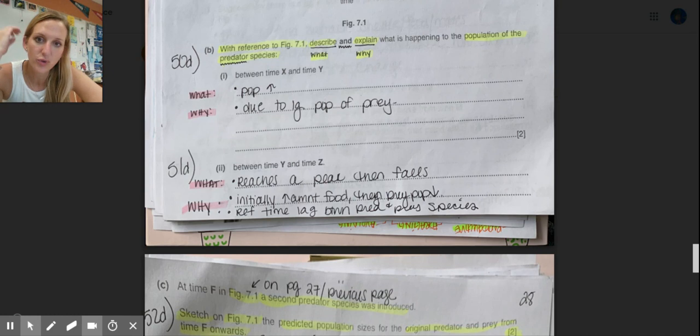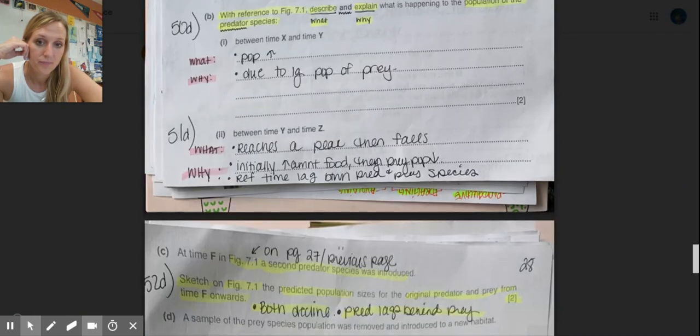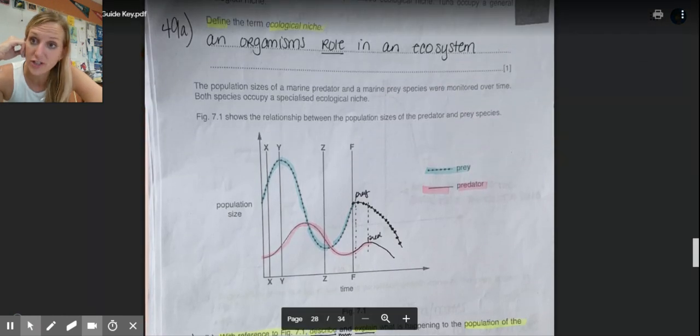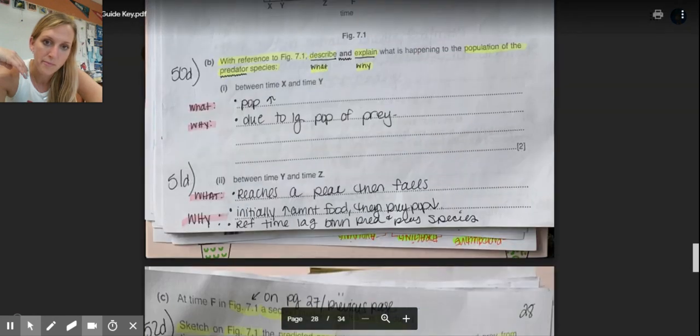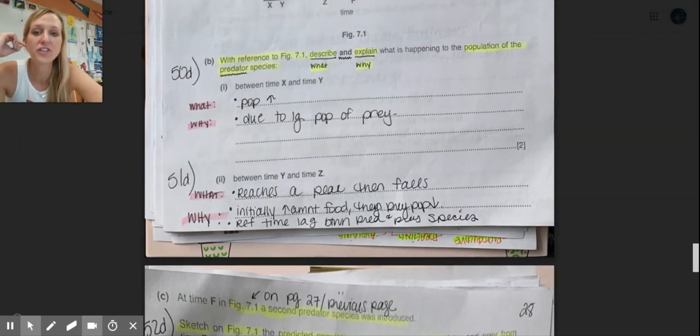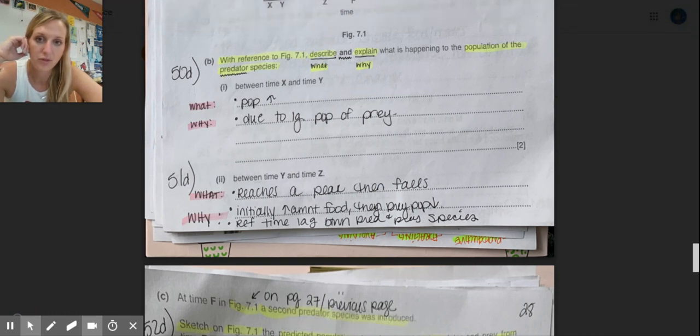Same question, what's happening between Y and Z? Two things are happening. We are hitting a peak at our prey, and then the prey decrease. So it reaches a peak and then it falls. You don't want to say it's just increasing. It's at its peak and then it falls. Why? Initially there's a large amount of food and then the prey population goes down. Reference the time lag.